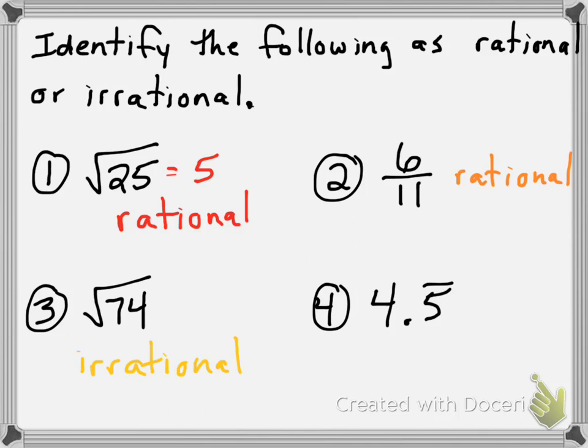Notice the difference here. Both of these are square roots, but this square root is a perfect square. This one is not. That's why this one was rational and this one is irrational.